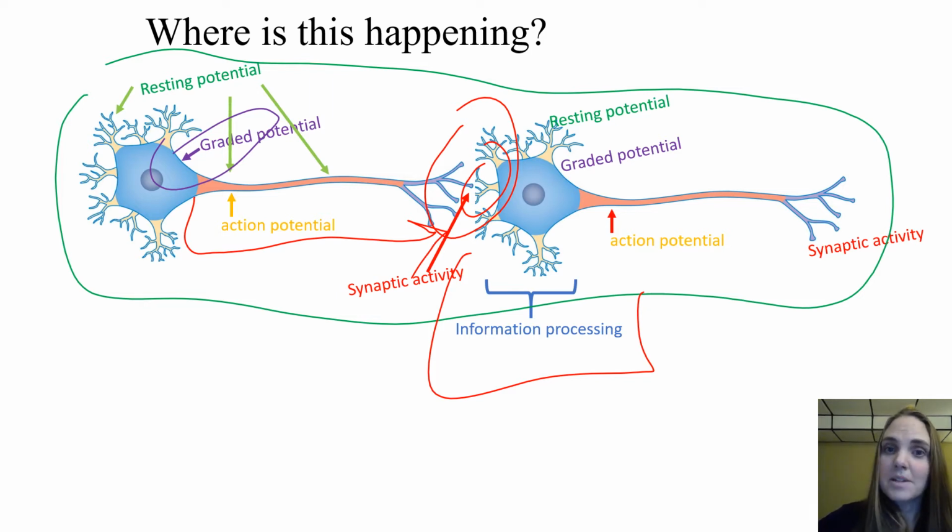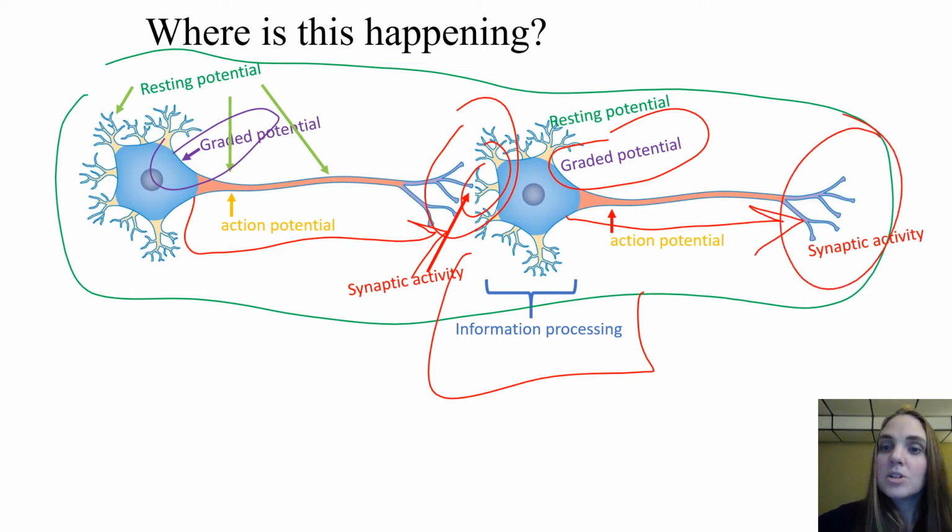Then that postsynaptic cell might end up getting a graded potential as a result of that synaptic activity, which then may trigger an action potential, which then may trigger synaptic activity in that cell.